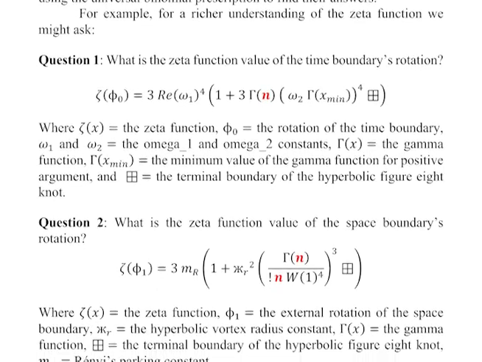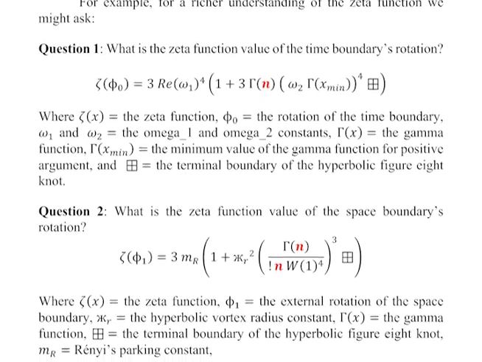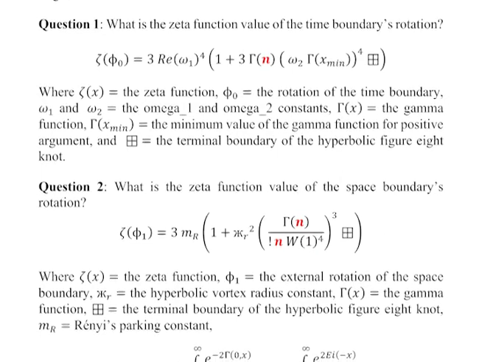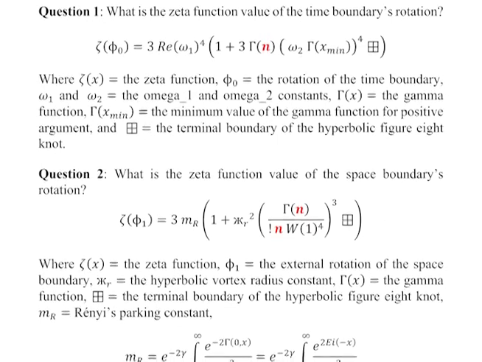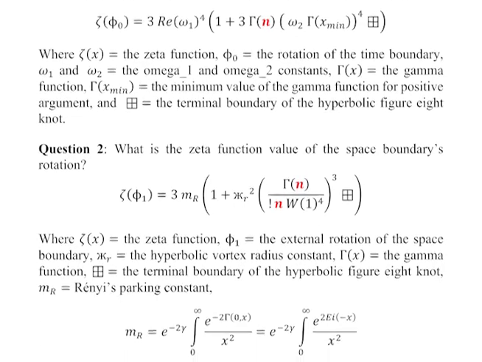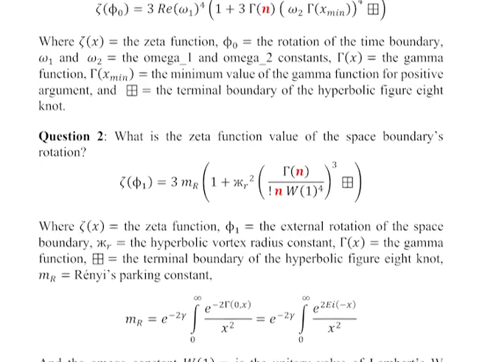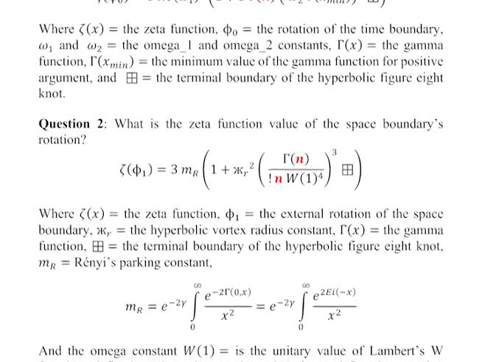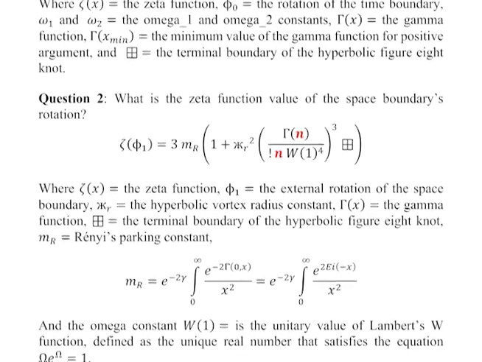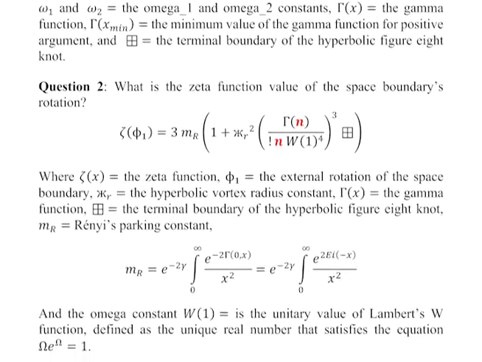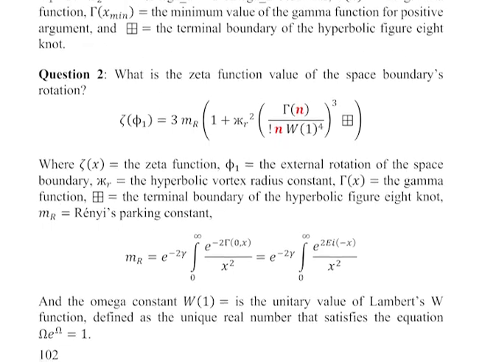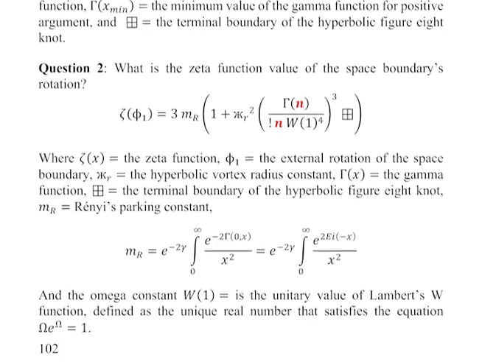Question 2. What is the zeta function value of the space boundaries rotation? It gives us 3 times Rene's parking constant. Rene's parking constant's value is literally determined by the arrangement of e to the negative 2 gamma multiplied by the infinite integral from 0 to infinity of e to the negative 2 gamma. Instead of Euler-Mascheroni gamma, this is the gamma function, okay? But this is the incomplete gamma function, 0, x, over x squared. And this is the same thing.